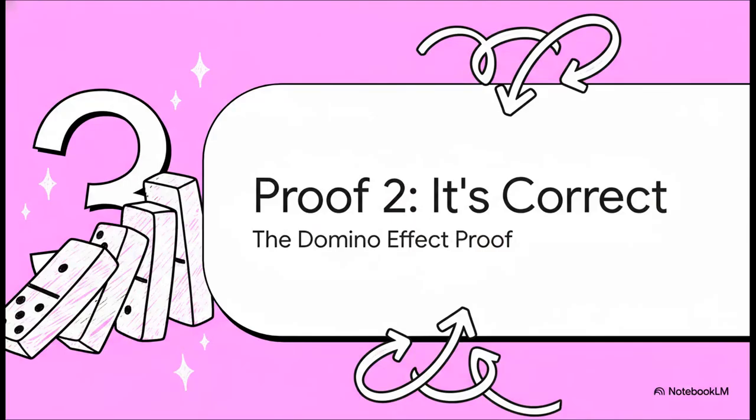So we know it stops. Great. But does it give the right answer? I mean, that's kind of the whole point, right? This is the second crucial test. And for this, we're going to use a really powerful proof technique that feels a lot like setting up a line of dominoes. It's called mathematical induction.